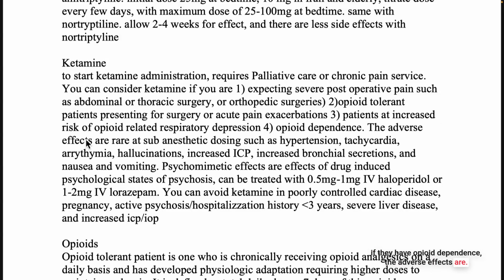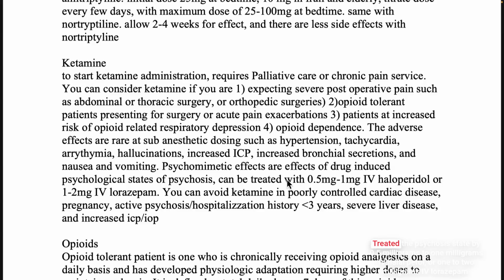The adverse effects are rare at sub-anesthetic dosing, such as hypertension, tachycardia, arrhythmia, hallucinations, increased intracranial pressure, increased bronchial secretions, and nausea and vomiting. The psychomimetic effects are drug-induced psychological states of psychosis. A common thing to remember is this was used as a horse tranquilizer in the past and can cause states of dissociation. Recreational drug users of ketamine will use this to escape from reality, but this could be used clinically for patients having severe pain that's not tolerated with oral or IV medications of different classes.